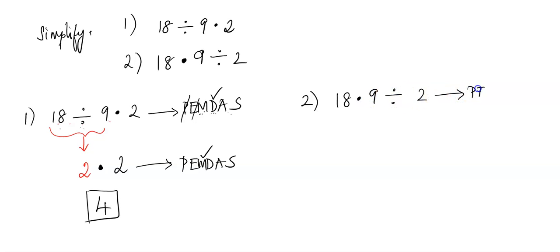Here again, we do the PEMDAS. And we know that M and D are equal. There's no P or E. M and D are equal. But from left to right, which one appears first? It's the multiplication that appears first. And so we will have to do this multiplication first. So 18 times 9. Let's do that multiplication.